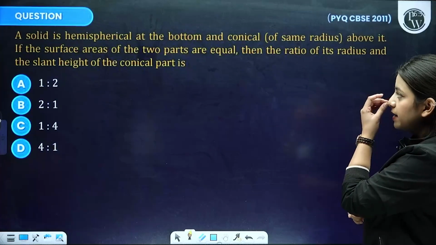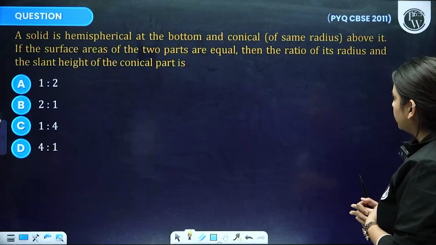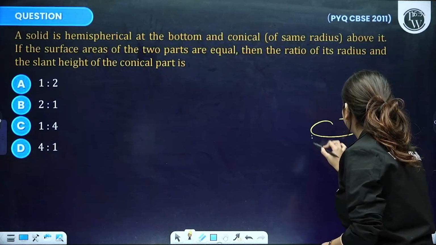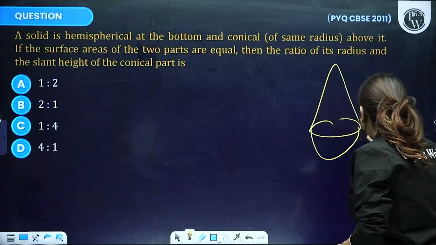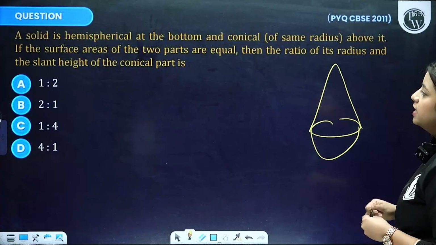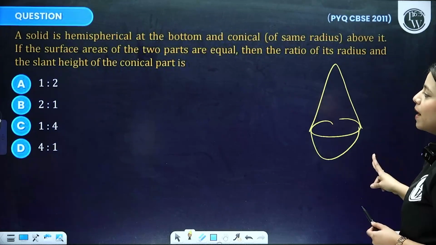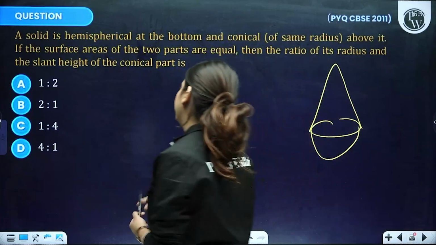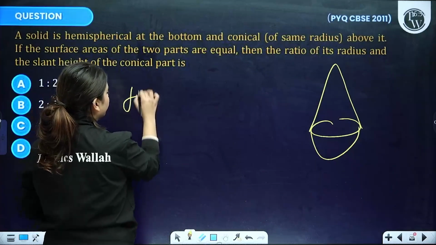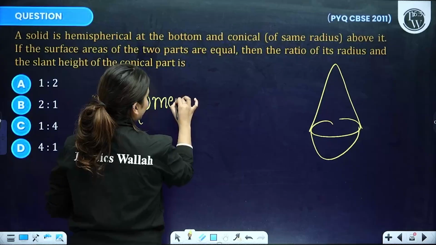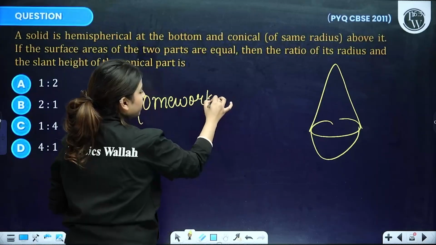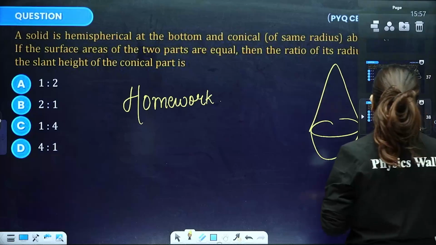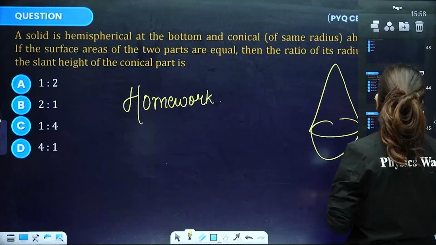A solid hemisphere at the bottom with a cone of the same radius above it, right? A solid hemispherical bottom, and it has a cone above it. The next we have is, if the surface areas of the two parts are equal, right, then find the ratio of the radius and the slant height of the conical part. So you can do this as a homework question, because one type of this question we have already done, people, right? So you can complete this question as your homework question. Okay, so this was all for today.